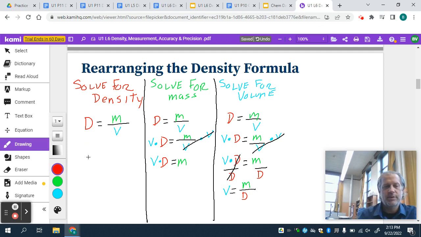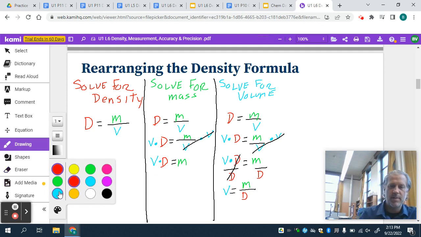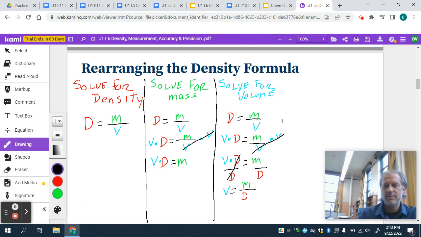Okay. Now, that's a lot. There's like three different formulas that a person has to remember. Density is mass divided by volume. Mass is volume times density. Volume is mass divided by density. That seems like a lot of stuff to memorize. So there's a cheat code, and when there's a cheat code, I'm going to try to give it to you as often as I can.